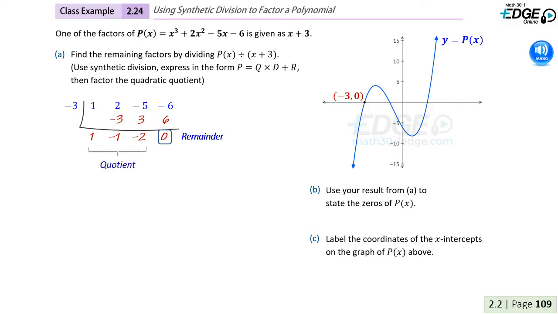The term to the left of that is the constant, to the left of that is the x, and to the left of that is x squared. This means that x plus 3, if multiplied by x squared minus x minus 2, would return back x cubed plus 2x squared minus 5x minus 6, the original polynomial.